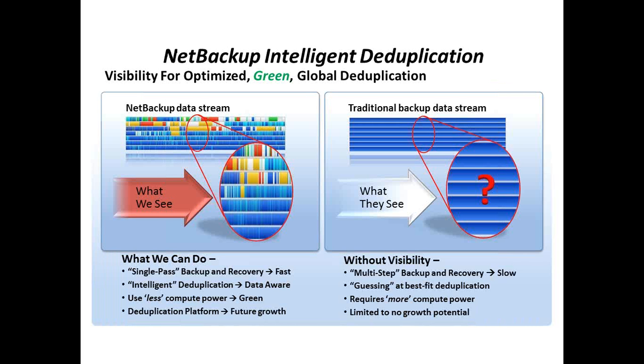Now, we spoke about this earlier. Actually, the way, through Symantec's technologies, the way it can see files and file systems, and the way it actually sees a data stream compared to our competitors here. All right, NetBackup can actually see the file structures within the data stream as it's backing up, which enables it to do a single pass backup and recovery. Extremely fast. Intelligent deduplication, uses less computing power, and utilizes the deduplication platform.